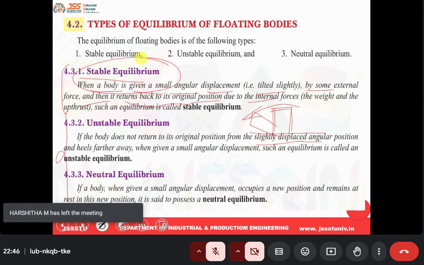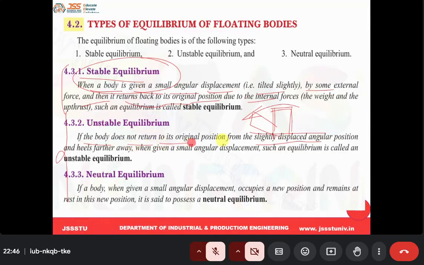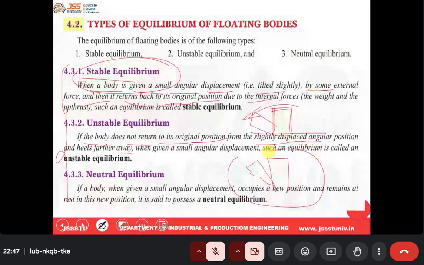ಅದೇ ಅನ್ಸ್ಟೇಬಲ್ ಅಂದ್ರೆ ಏನು ಅಂದ್ರೆ, ಈ ಬಾಡಿ ಡಸ್ ನಾಟ್ ರಿಟರ್ನ್ ಟು ಇಟ್ಸ್ ಒರಿಜಿನಲ್ ಪೊಸಿಷನ್ ಫ್ರಮ್ ಸ್ಲೈಟ್ಲಿ ಡಿಸ್ಪ್ಲೇಸ್ಡ್ ಆಂಗುಲರ್ ಪೊಸಿಷನ್ ಅಂಡ್ ಈಸ್ ಫರ್ದರ್ ಅವೇ. ಸೊ ಈಗ ನಾನು ಈ ತರ ಬ್ಲಾಕ್ ನ ಟಿಲ್ಟ್ ಮಾಡಿ ಬಿಟ್ಟಾಗ ಅದು ವಾಪಸ್ ಅದೇ ಪೊಸಿಷನ್ ಬರಲ್ಲ, ಸ್ವಲ್ಪ ಟಿಲ್ಟ್ ಆಗಿ ಹಿಂಗೆ ಆಂಗಲ್ ಆಗಿ ನಿಂತ್ಕೊಡುತ್ತೆ. ಇದು ಅನ್ಸ್ಟೇಬಲ್ ಈಕ್ವಿಲಿಬ್ರಿಯಂ, ಇನಿಷಿಯಲ್ ಪೊಸಿಷನ್ ಬರಲ್ಲ, ಇದರಿಂದ ಅನ್ಸ್ಟೇಬಲ್ ಅಂತ ಕರೀತೀವಿ.